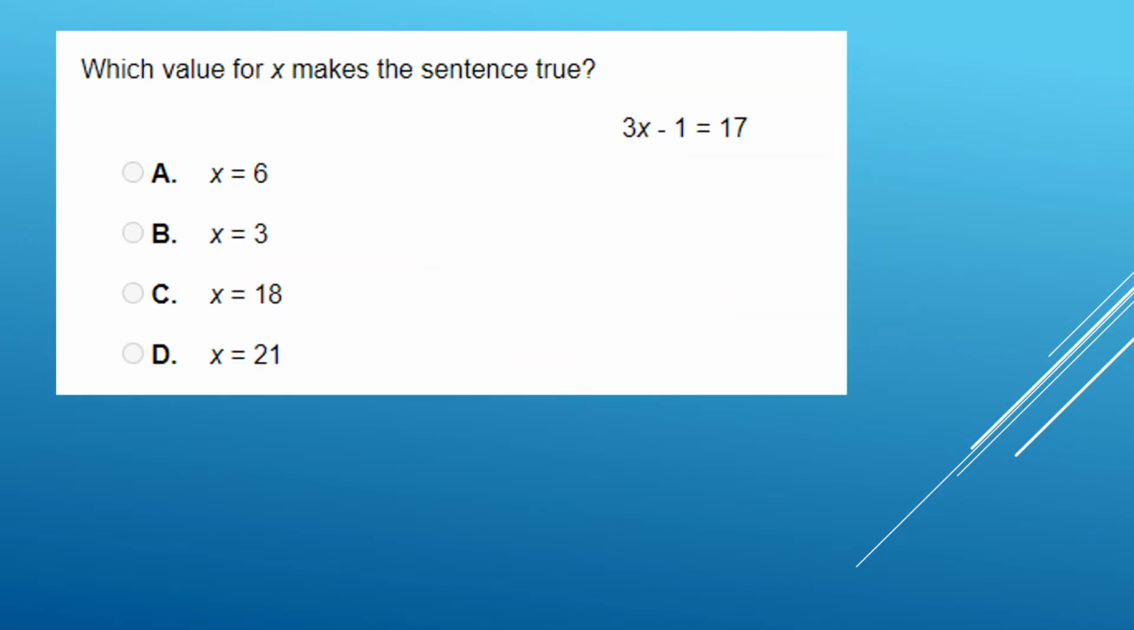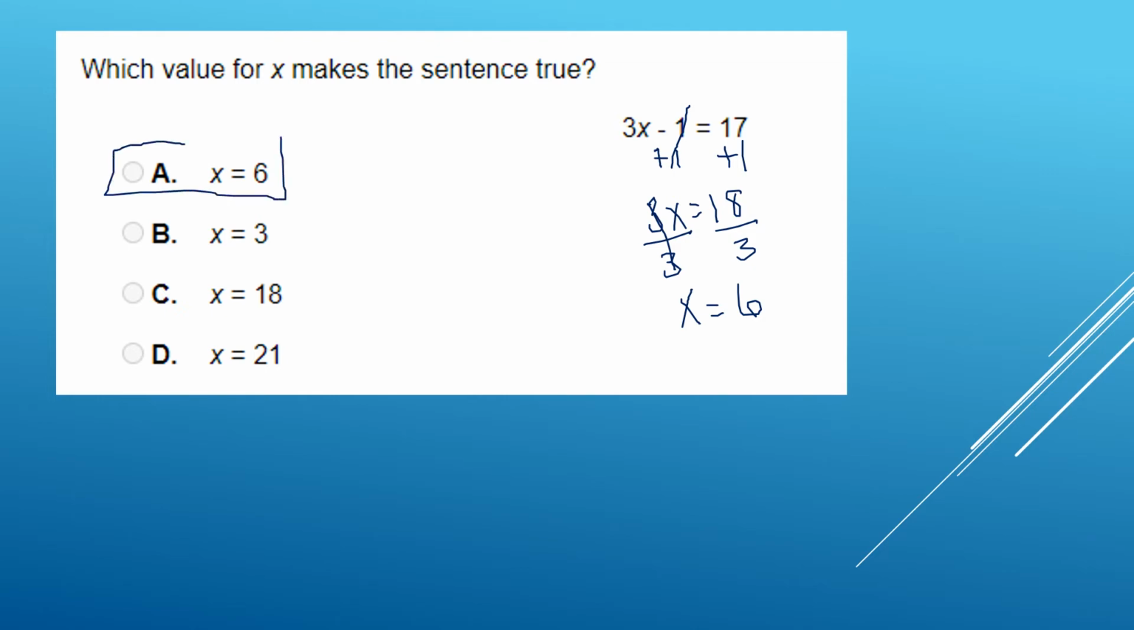So which value of x makes this sentence true? So we're going to solve. We've got 3x minus 1 equals 17. So the first thing I have to do is get rid of the minus 1. So I'm going to add 1 to both sides. So negative 1 and positive 1 make a 0 pair and go away. 17 plus 1 is 18. Now I've got 3 multiplied by x, so now I have to undo that and divide by 3. So 18 divided by 3 does give me 6. So your answer would be x equals 6.